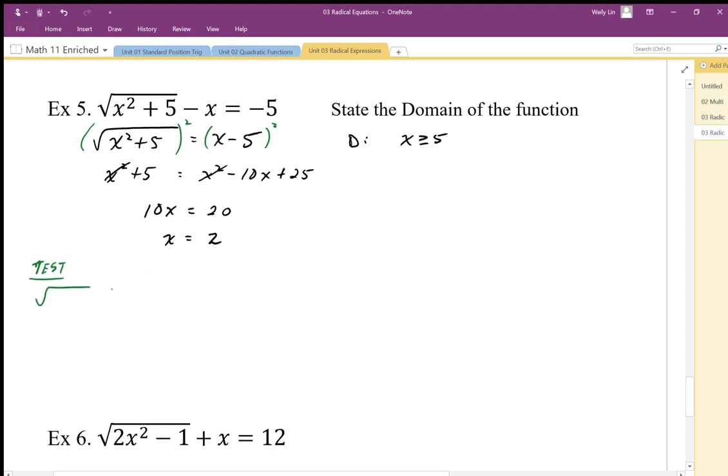So if I test x equals 2, I get square root of 2 squared plus 5 minus 2 equals negative 5. Okay, so I get square root of 9 minus 2 equals negative 5. Well, no, that's not true. 3 minus 2 is not equal to negative 5. Okay, so this is definitely extraneous.